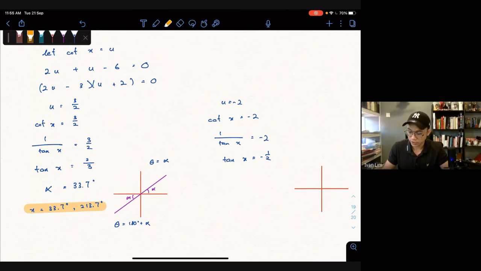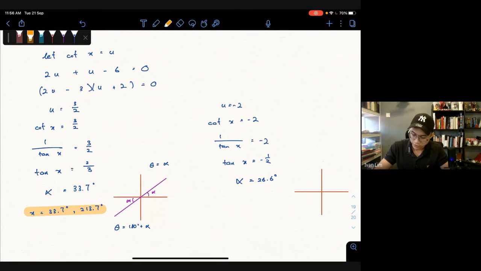Do the same thing for this value here. So tangent x equals negative half. Go and find your alpha here. Shift tangent 1 over 2, you'll get 26.6 degrees. Your value is negative 1 over 2, so using ASTC, it's the second quadrant and the fourth quadrant.